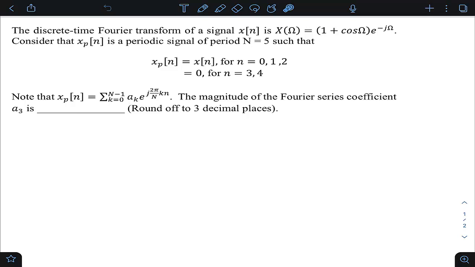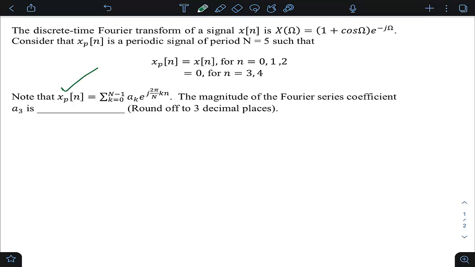The question is, the discrete time Fourier transform of a signal x of n is X of omega equals (1 plus cos omega) into e raised to power minus j omega. Consider that xp of n is a periodic signal of period N equals 5 such that xp of n equals x of n for n equal to 0, 1, 2 and 0 for n equals 3, 4. Note that xp of n is given by this expression. The magnitude of Fourier series coefficient A3 is. Okay, so we are supposed to find the Fourier series coefficient of this periodic signal xp of n.